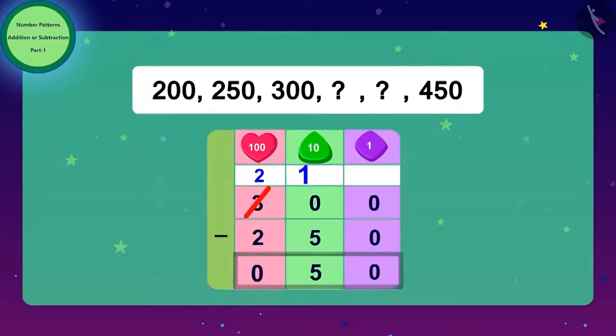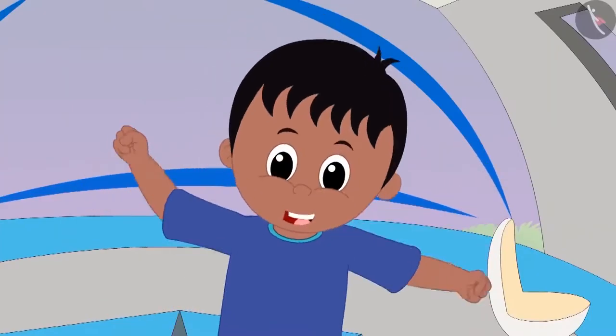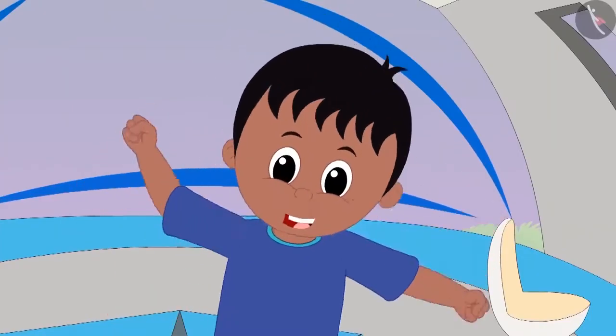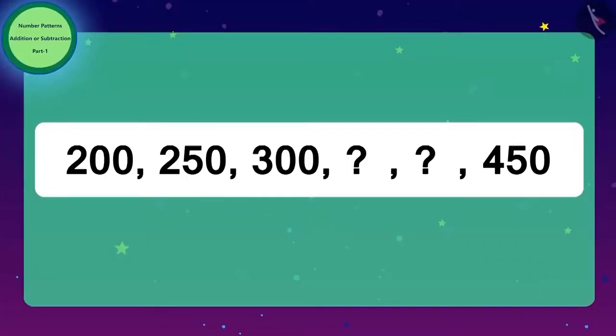And again they got 50. Raju started dancing happily. I got the pattern, I got the pattern. Children, have you also got the pattern of these numbers? Yes, you got it absolutely right. To get the next number, you have to add 50 to every number.